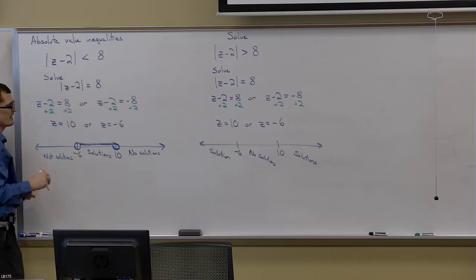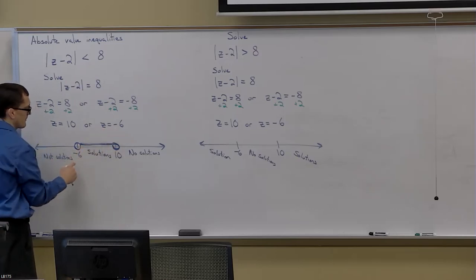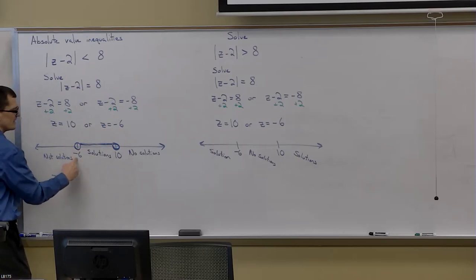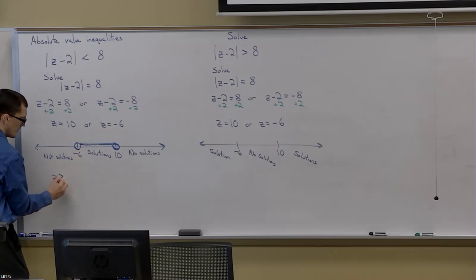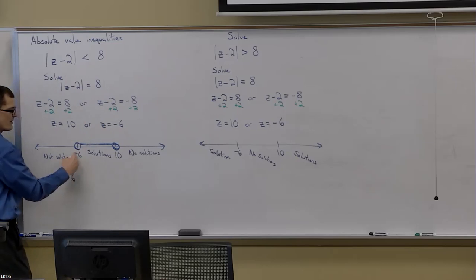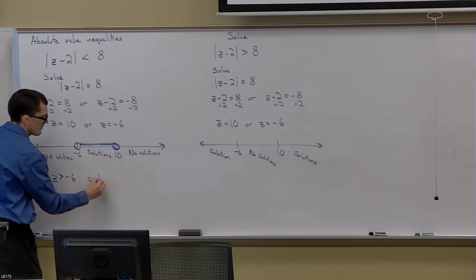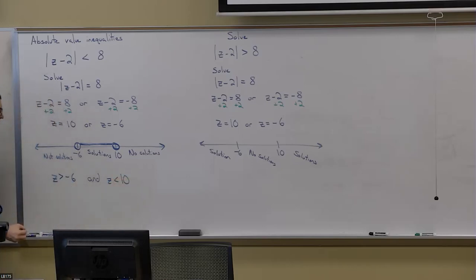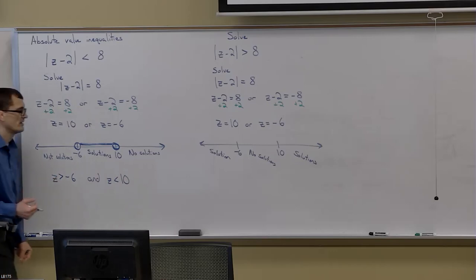Now, algebraically, I want you to notice something. Algebraically, the z needed to be bigger than negative 6, and our z needed to be less than 10. So our z needed to be between negative 6 and 10. That means our z needed to be bigger than negative 6, but less than 10.